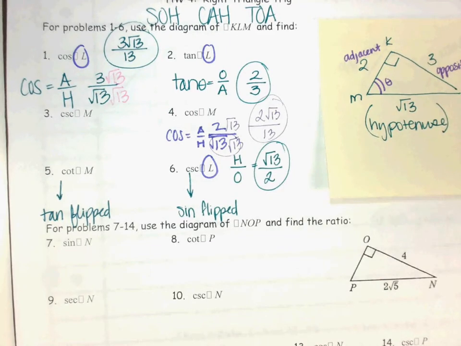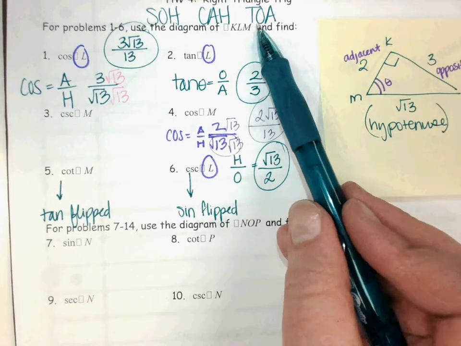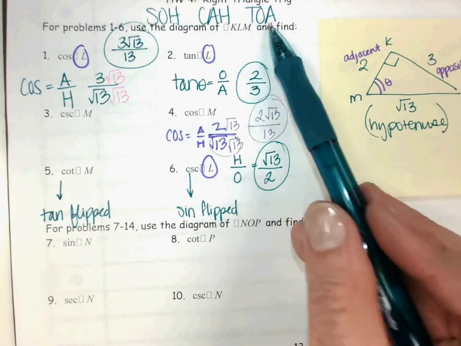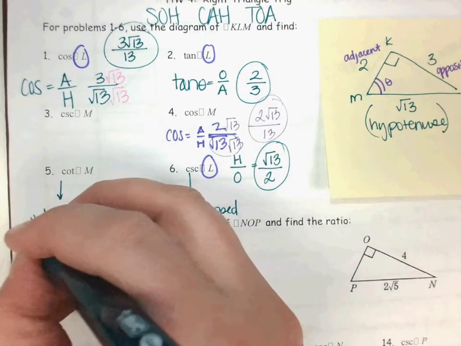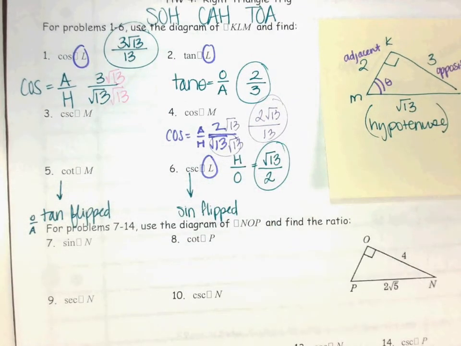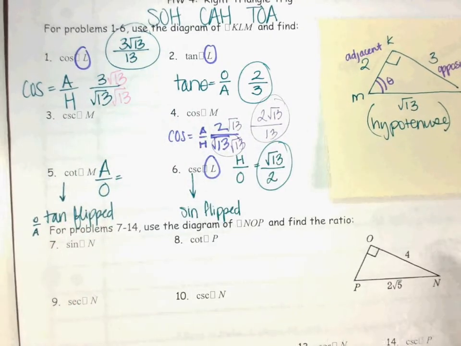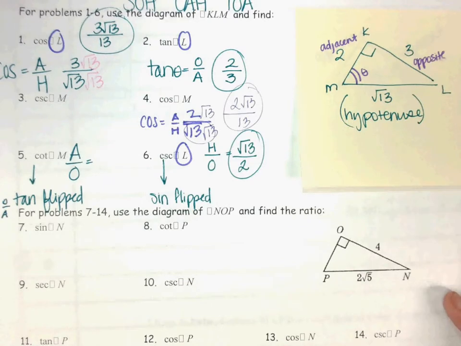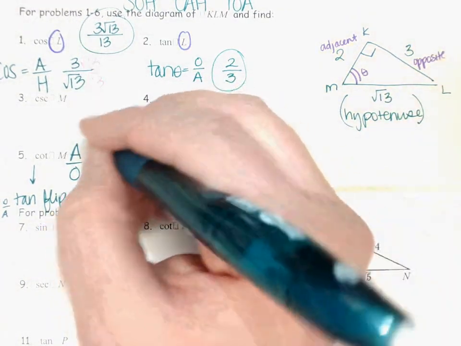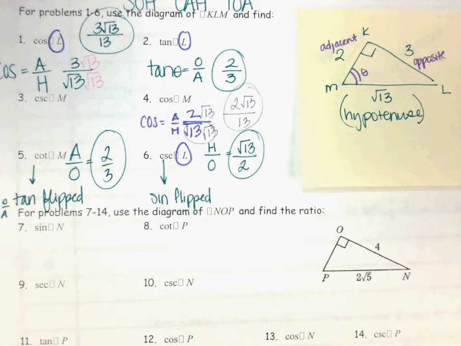So tangent is usually the TOA, so O over A. If tan is O over A, what is it when I flip it? A over O. And now look at your new little triangle that you drew. What's my A side? 2. What's my opposite side? So it's 2 over 3. And one of the things I noticed there is that I can't divide 2 by 3. I don't have a square root, so I'm finished early.